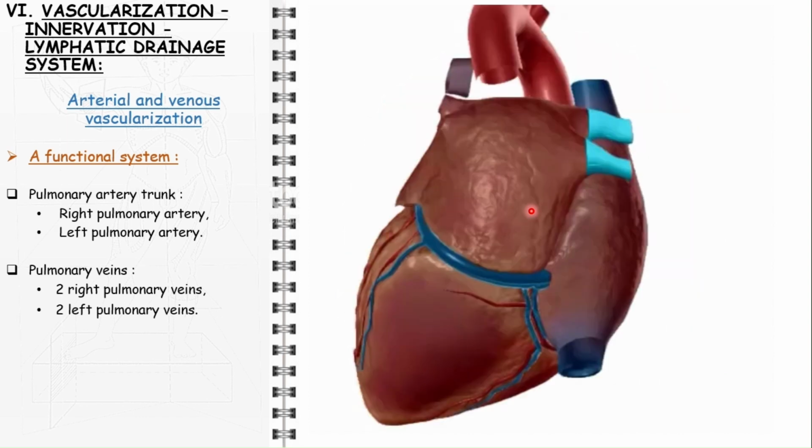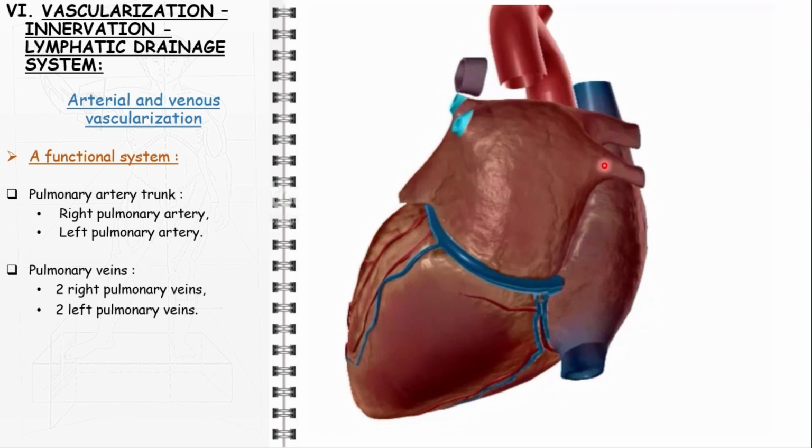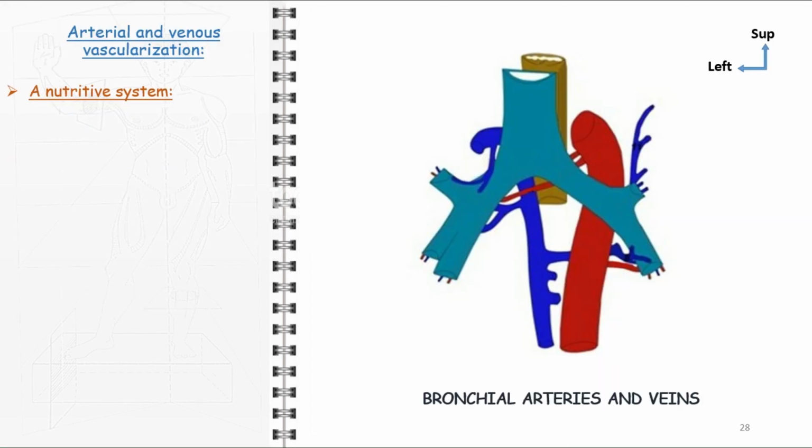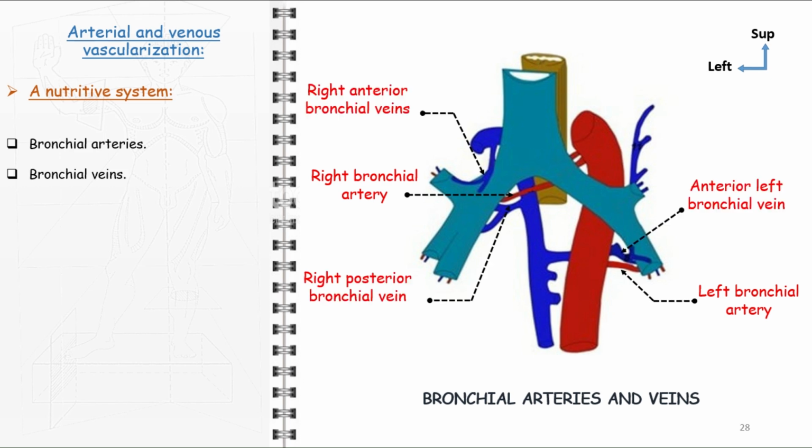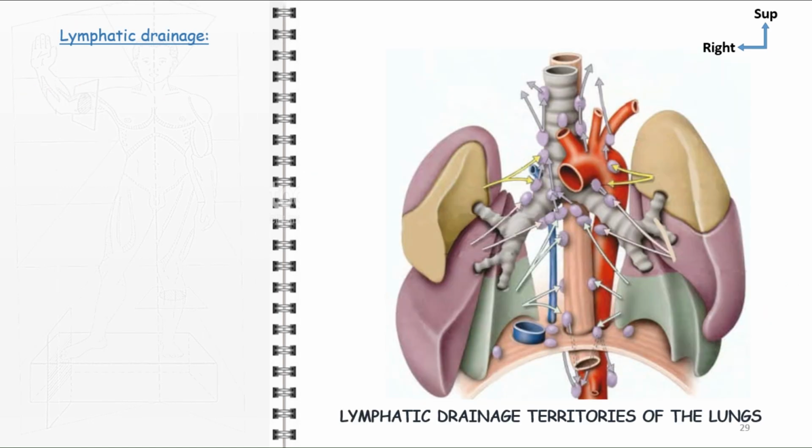There are 4 pulmonary veins, 2 right pulmonary veins, superior and inferior, and 2 left pulmonary veins, superior and inferior, and a nutritive system including bronchial arteries, providing nutrition and oxygenation to the bronchial tree and the lung, and bronchial veins. Lymphatic vessels form 2 systems, one superficial, pleural, and the other deep, following the bronchial tree and pulmonary vessels. These 2 systems only anastomose in the hilum region.